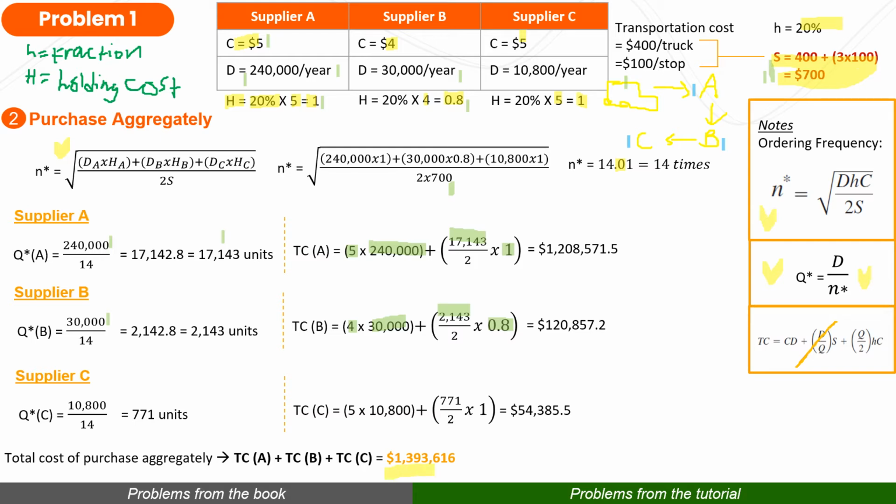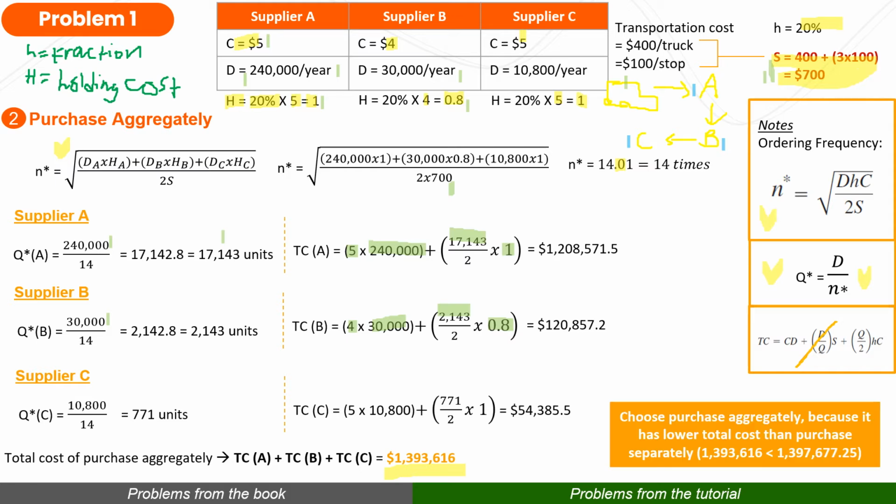So the total cost of purchase aggregately is the total cost from supplier A plus the total cost from supplier B plus the total cost from supplier C, and we get 1,393,616. So we compare, and then we decide to choose purchase aggregately because it has lower total cost than when we purchase separately.